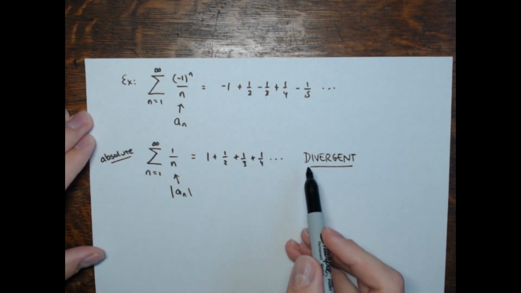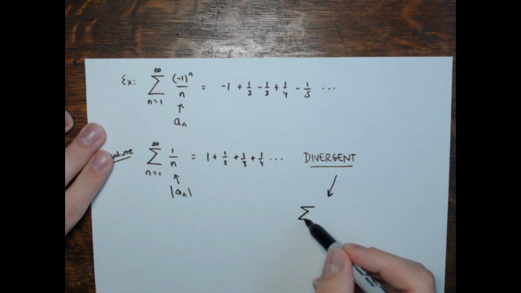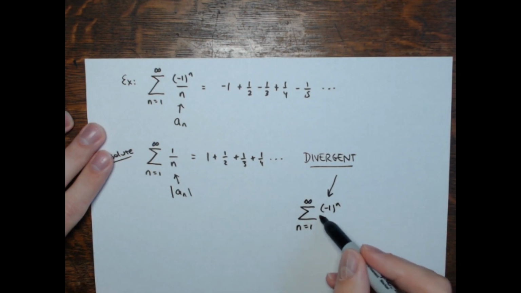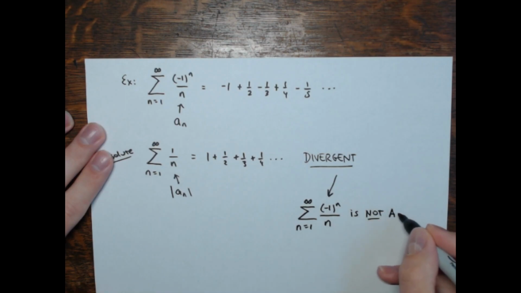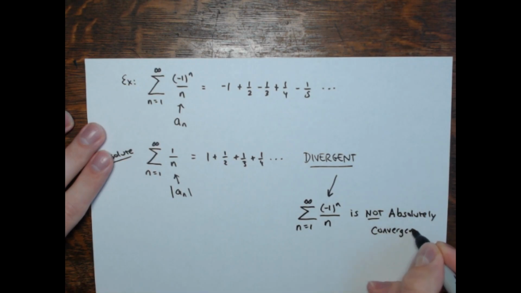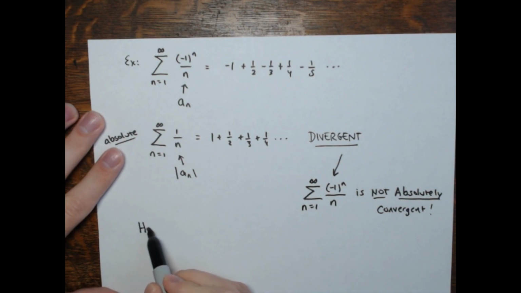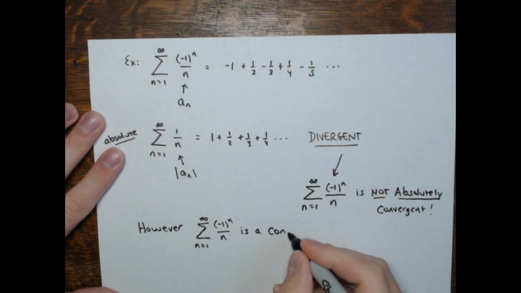So when I make all the terms non-negative, it diverges, meaning that the original sum we were given, that sum from n equals 1 to infinity of (-1)^n over n, is not absolutely convergent. However, it is convergent. It is a convergent alternating series.